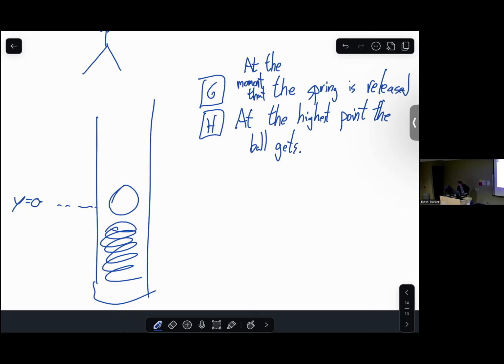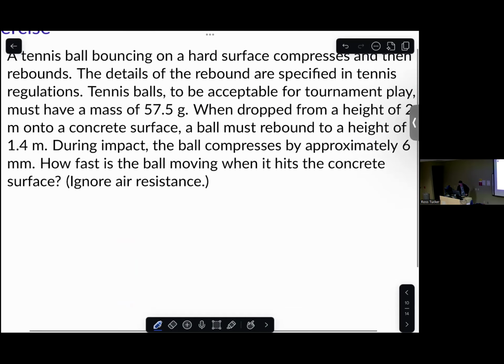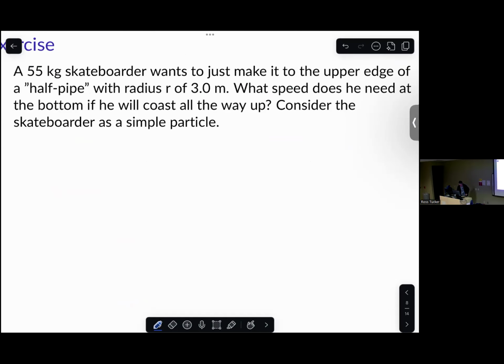Okay. Let's do some canned problems. Here, a half pipe looks like this. Here is skateboarder at time 1. Here is skateboarder at time 2. When I say just make it, I mean if you were going any slower, you wouldn't reach the top. If you're going any faster, well, you have extra unnecessary energy.